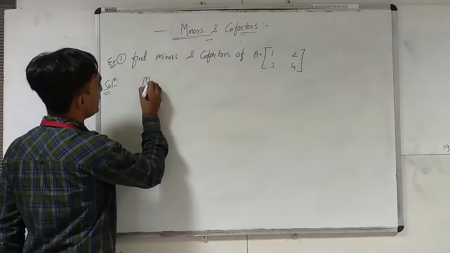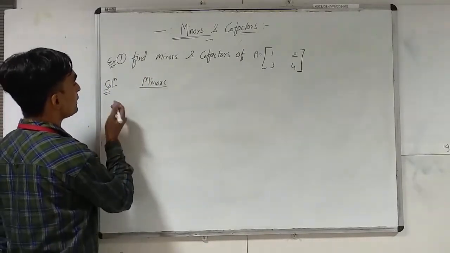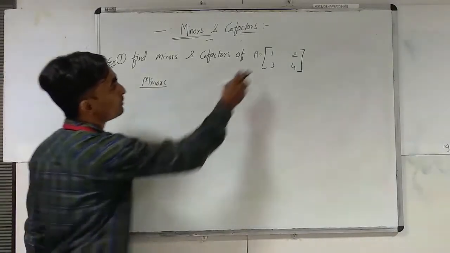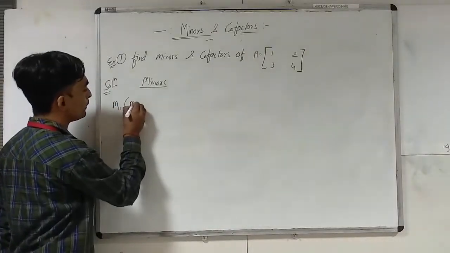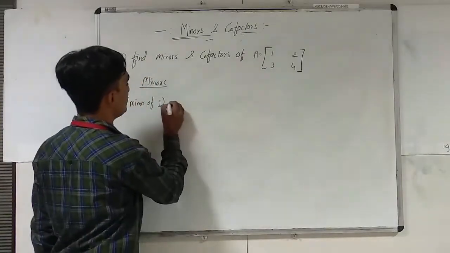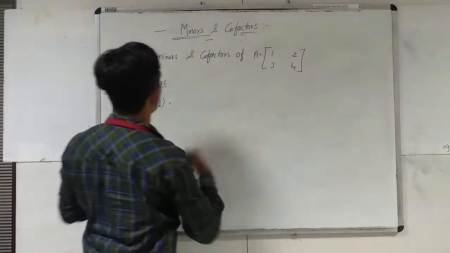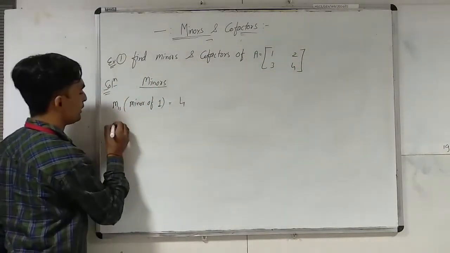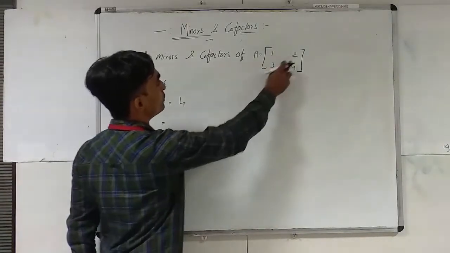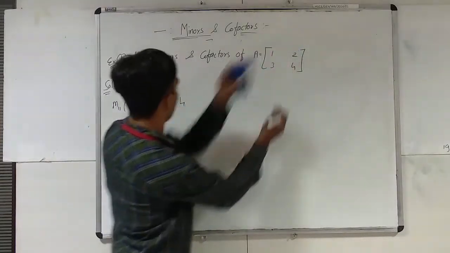First of all, we are finding minors. So the entries are: M11. What is it? Minor of 1. This is A11. So this becomes the entry other than first row and first column. So here you see we have 4. M12 is the minor of 2. First row, second entry, it is 2. So the answer will be 3.